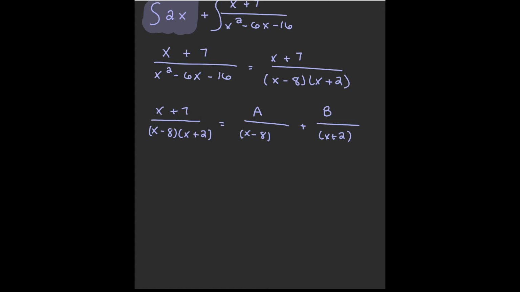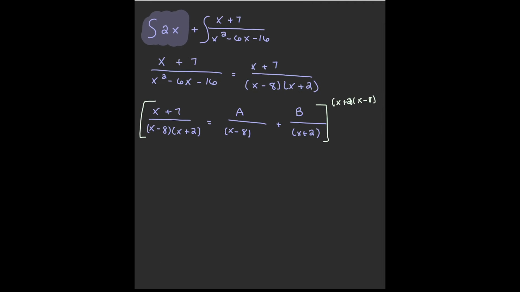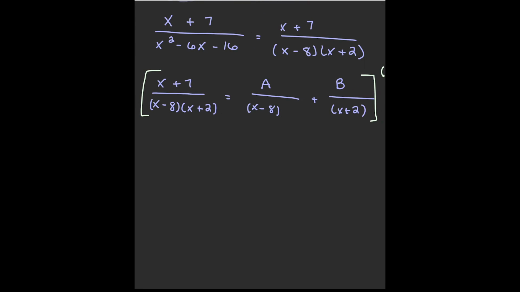Okay, so now we have our piece here, so now we can solve for a and b. To solve for a and b, I'm just going to multiply by a common denominator, which would be (x plus 2)(x minus 8). When we multiply by (x plus 2)(x minus 8), this piece right here is going to be left as just x plus 7, because they're going to cancel in the numerator and denominator. This piece is going to be a times (x plus 2), and this piece is going to be b times (x minus 8).